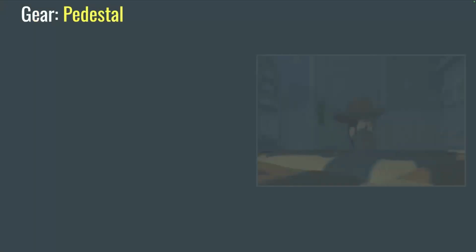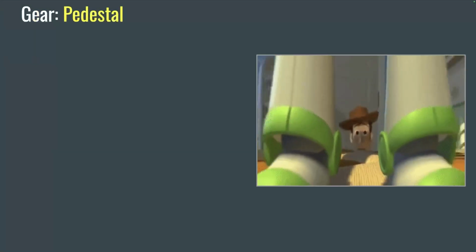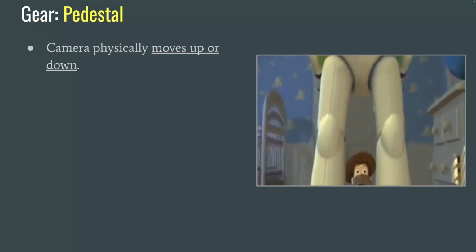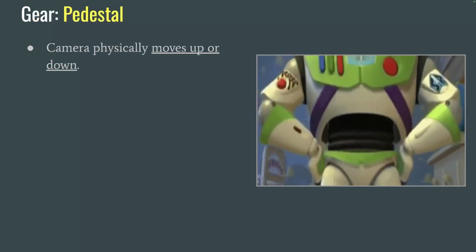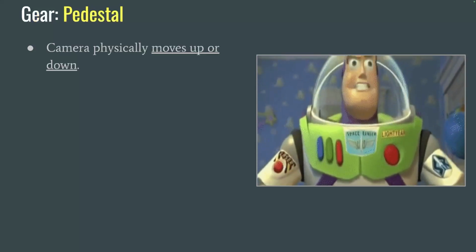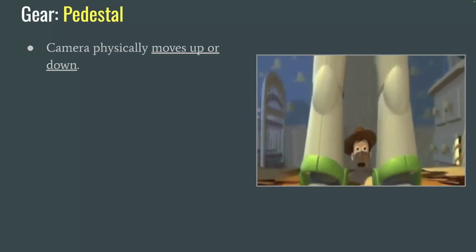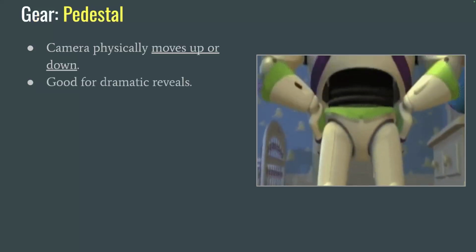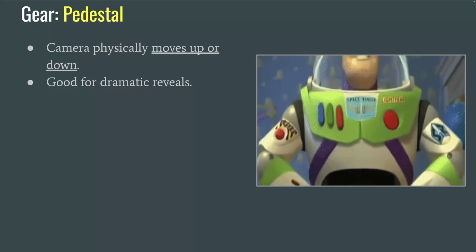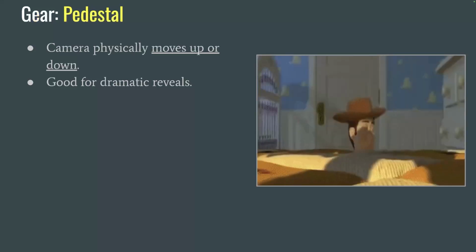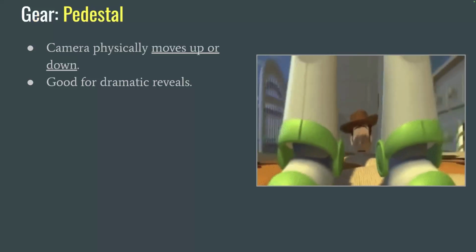The next one is the pedestal, and this is where the camera moves either up or down. So you can see from this example right here with Buzz, the camera is moving up. That is a pedestal shot. It goes back a little bit, but then primarily it goes up. It's good for dramatic reveals. You can start with a ground level shot and work your way up to an eye level shot, as you see here. This one you move with or without the camera.